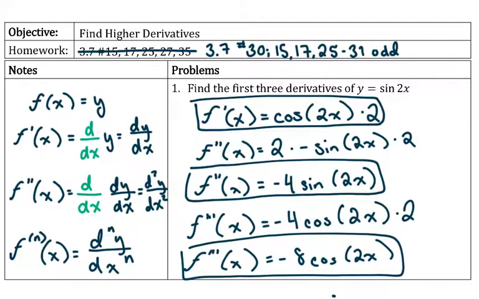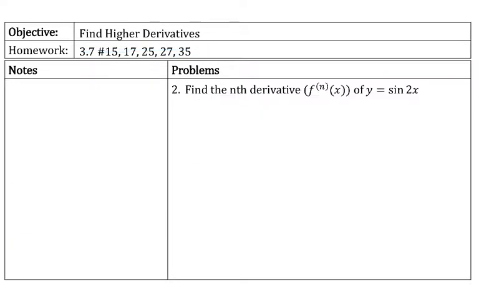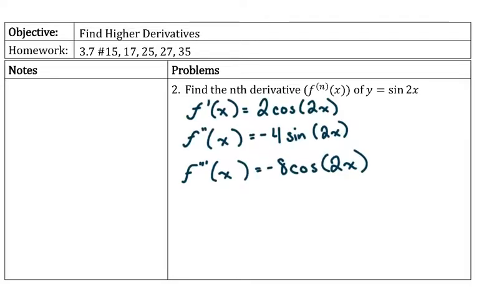The next question asked is, what is the nth derivative? And so when they ask for that, they're looking for a pattern. So let's repeat what those first three were. So we can see here we go from sine, cosine, sine, cosine, to negative 4, negative 8. If we continued on with this pattern, the fourth derivative would be positive 16 sine of 2x, because we'd create a negative when we take the derivative of cosine, and so on.